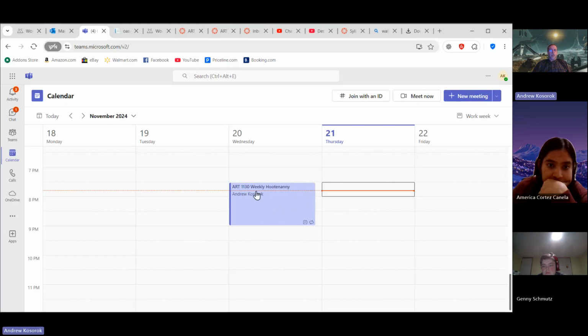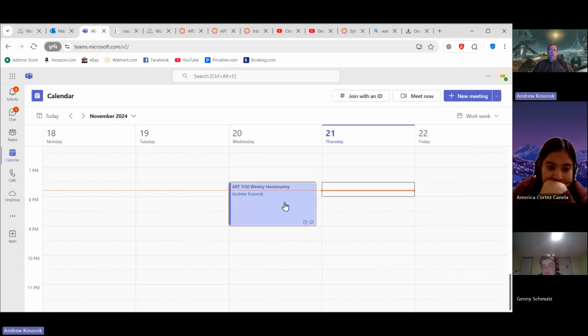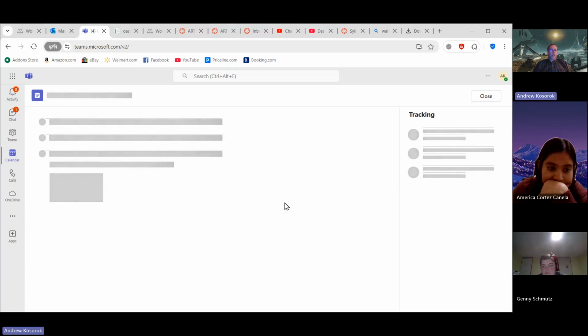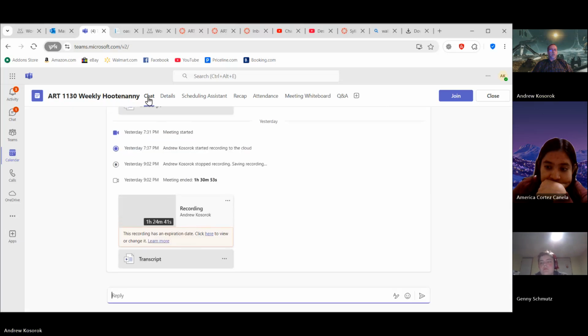So you have the calendar like this, and if you tap it once, it shows you that. You tap it twice, and it takes you to this page. Can you see this new page? Yes. Okay. And right up here where it says chat, you'll hit that.